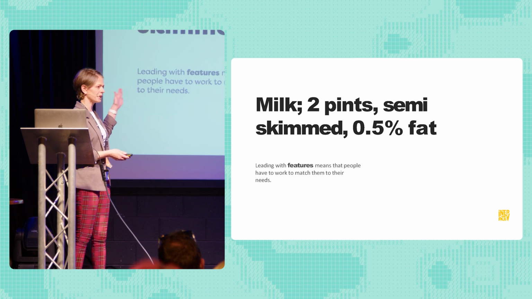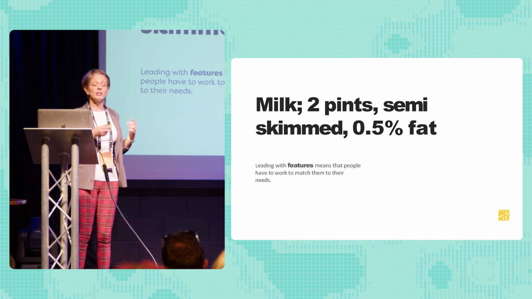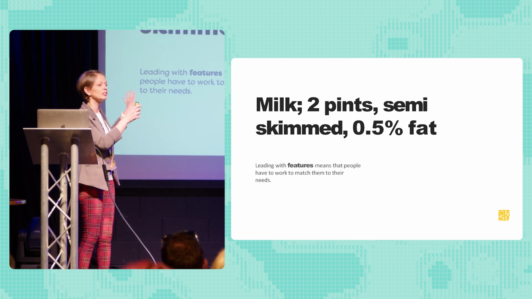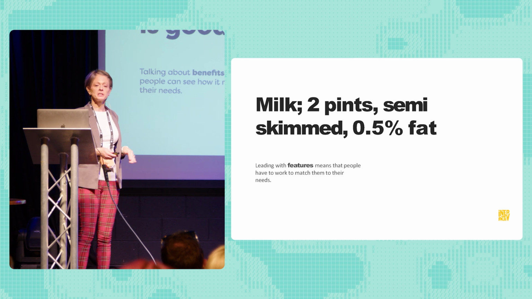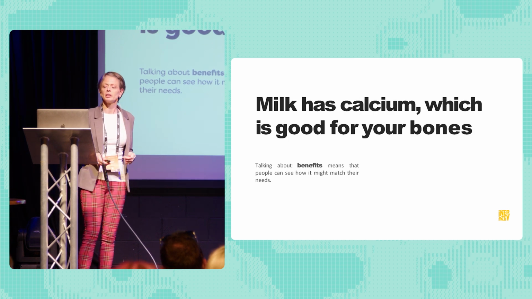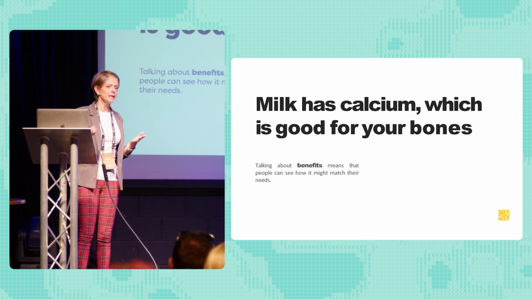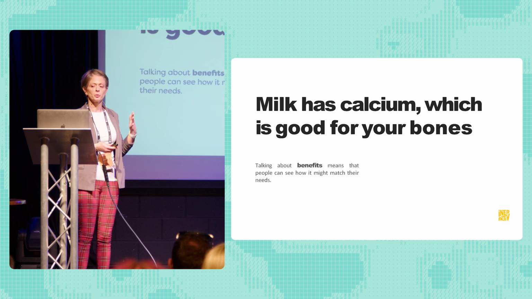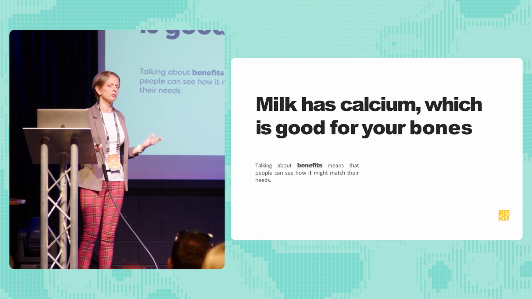So why do so many tech companies lead with this? When you're writing technical specification, it's fine, but don't lead with it, and certainly don't put it on your homepage, okay? So going up to the next level, milk has calcium, which is good for your bones. So talking about benefit means that people can see how it might match their needs. So we're now talking about benefits, which is useful, but might not be particularly inspiring or memorable.